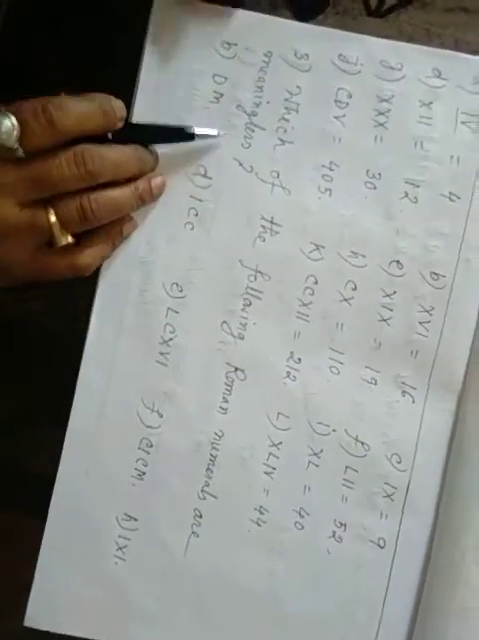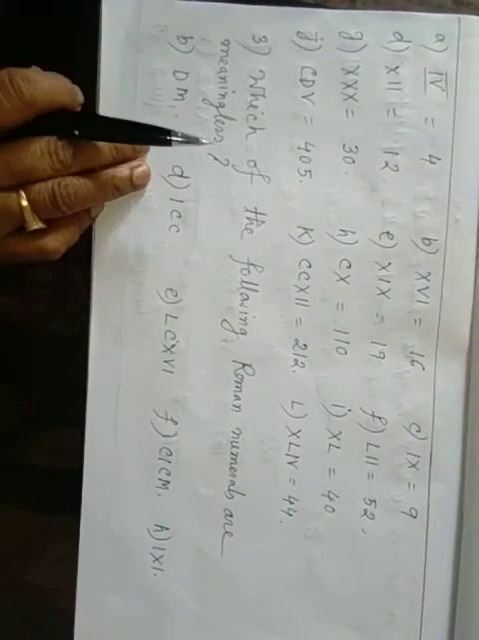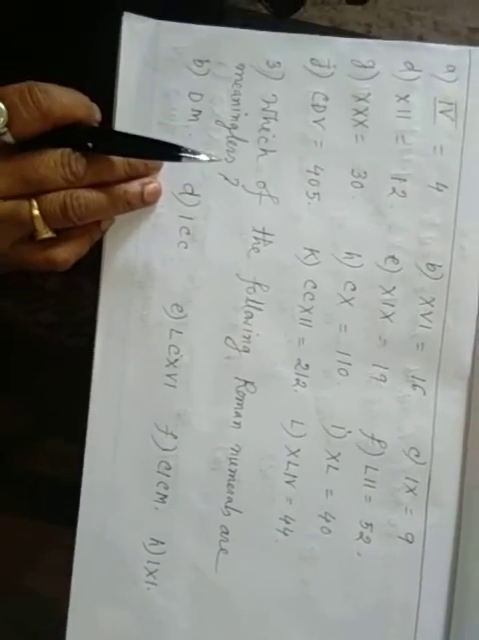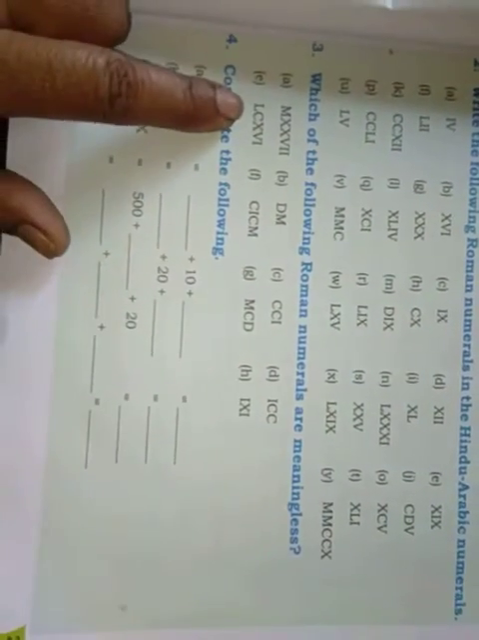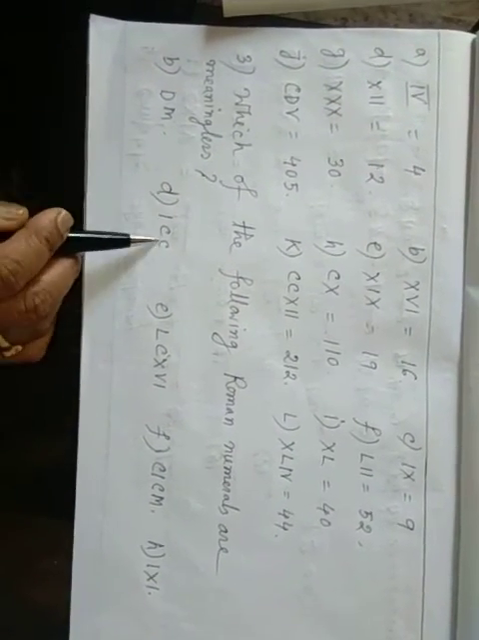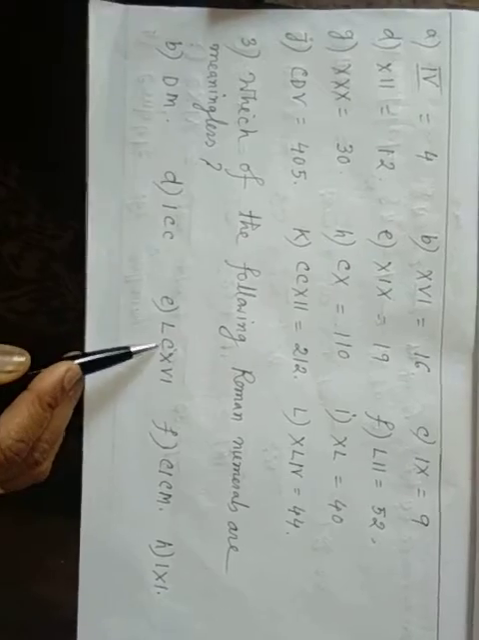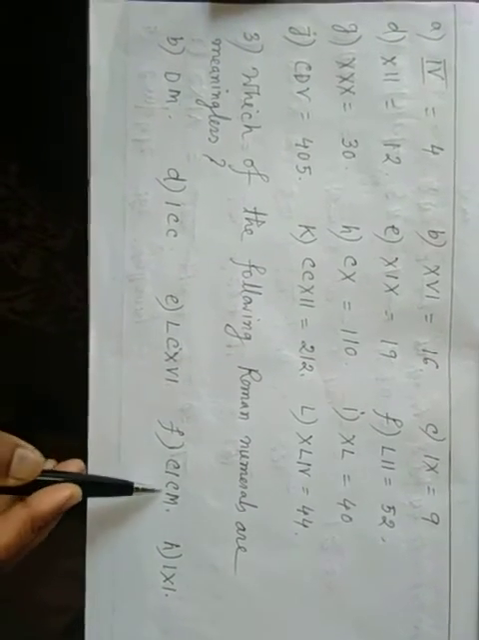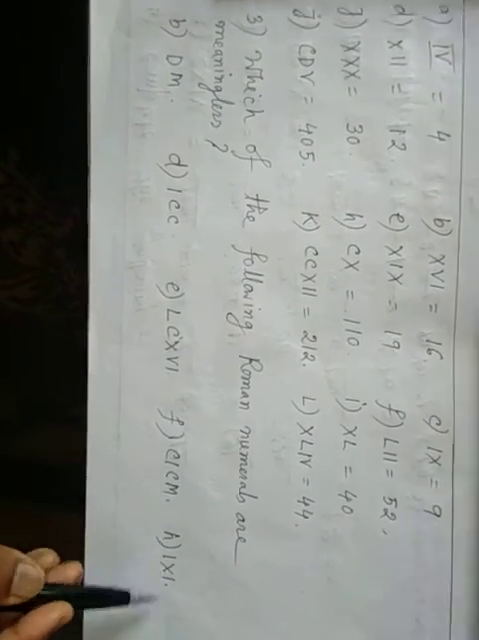Which of the following Roman numerals are meaningless? Here are some Roman numerals: MXXVI, DM, CCI, ICC, LCXVI, CICM, MCD, IXI. DM is meaningless, D means 500, M means 1000, it is absolutely wrong. ICC is absolutely wrong. LCXVI, CICM are wrong. IXI is wrong.